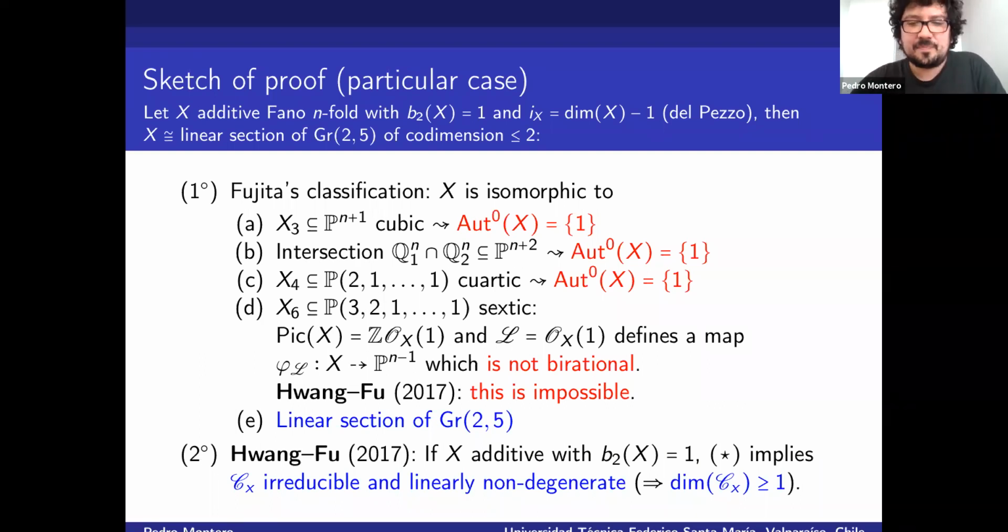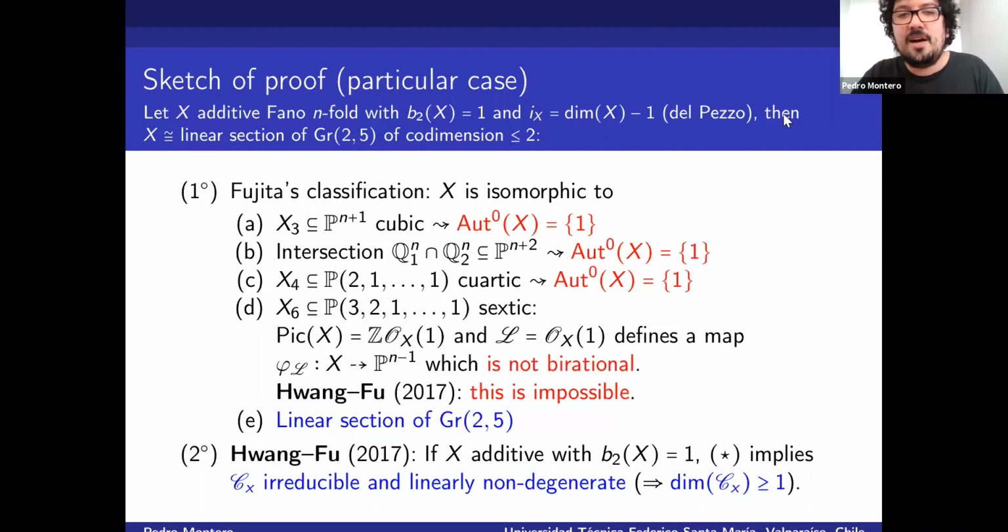So first of all, if X is an additive Fano variety with Picard rank 1, then the condition star that I just told you, that this VMRT is smooth, implies that this VMRT, which may have several components, is actually irreducible and linearly non-degenerate. That means that the linear span of this variety is the whole projective space. In particular, since it's linearly non-degenerate and irreducible, it cannot be a point, right? So it has dimension at least 1.